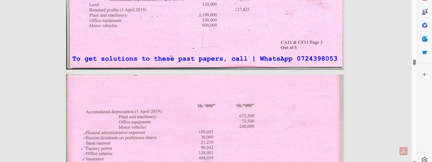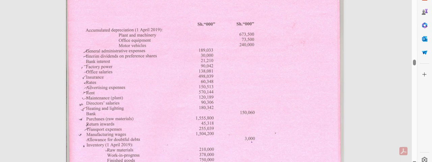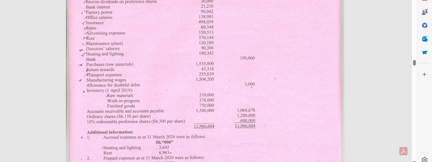You can see our trial balance. We have the debit side and the credit side. And remember, for the debit side, we only have expenses and assets. On the credit side, we have revenue, capital, and liability. So additional information number 1: accrued expenses as at 31st March 2020. Number 2, we have information on prepaid expenses. Number 3, we have information on depreciation, one on cost, the other one on reducing balance. You've done this before. Information number 4.